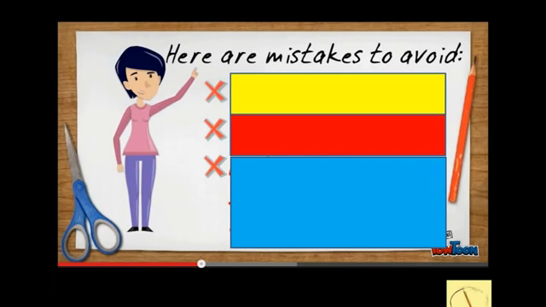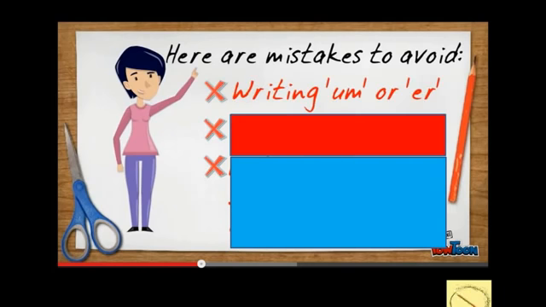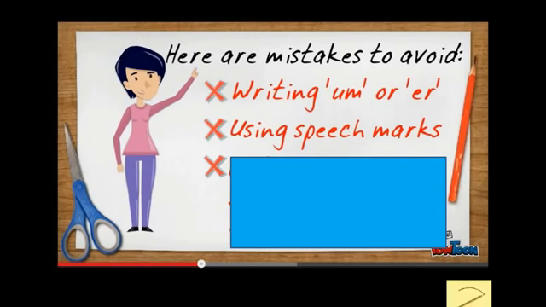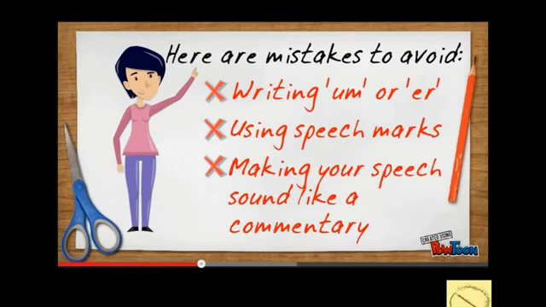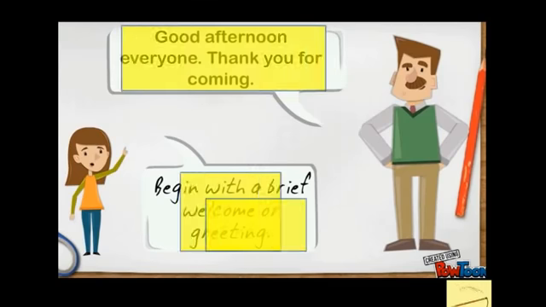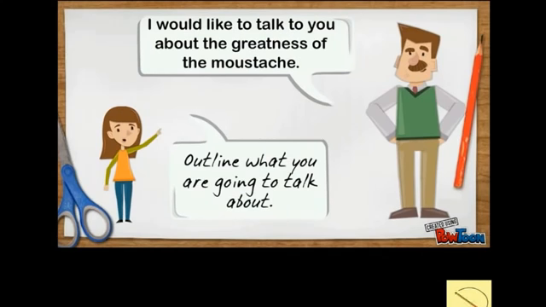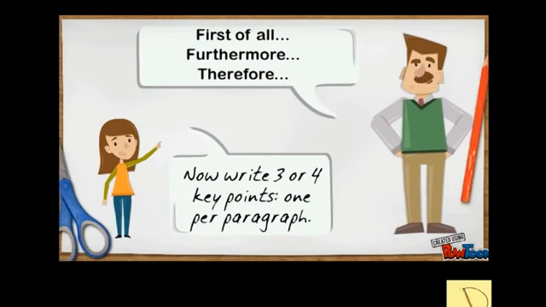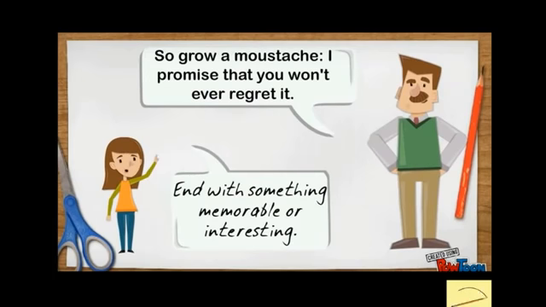So mistakes to avoid: writing "and", and using speech marks. Those are the 2 ones that I want you to make sure you don't do. So you begin with a brief welcome or greeting, and then outline what you're going to talk about. Now write 3 or 4 key points, 1 per paragraph. So make sure you have just one point per paragraph. Don't get your writing mixed up and confused. Then end with something memorable or interesting.